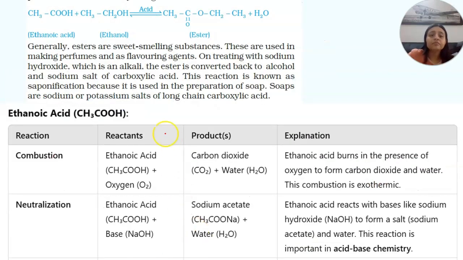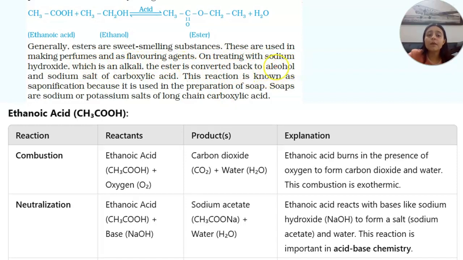You can see here ethanoic acid and ethanol go through an acid catalyst, and an ester is formed. You can see the functional group which is there. That is the one involved in esterification. Generally, esters are sweet-smelling substances. These are used in making perfumes and flavoring agents.